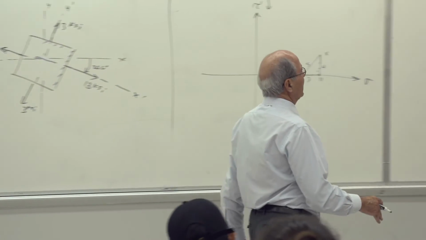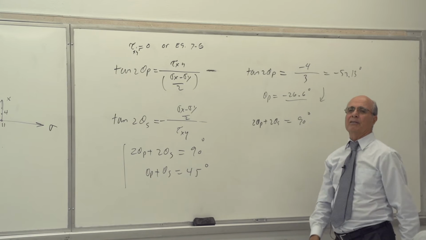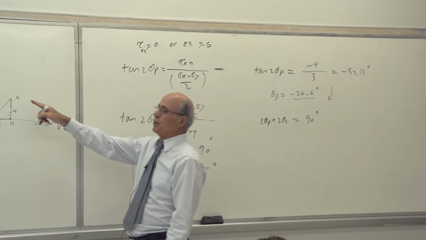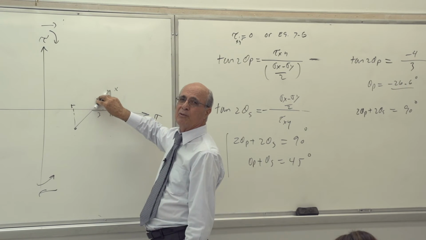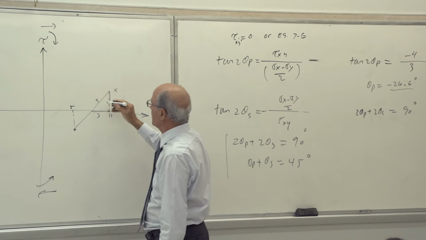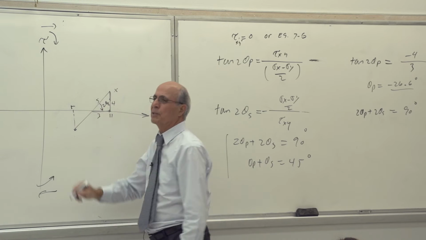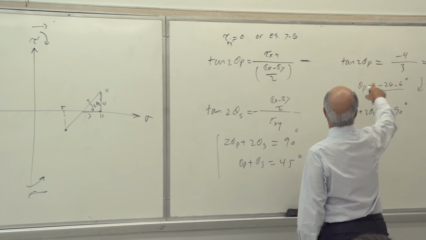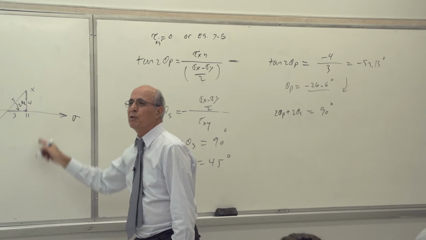Look what happened here. Theta p is going this way. Is that correct or not? Where is your x? Your x is here. In order to go to the principal, which direction should I go? Look at it. It's showing it. This is your 2 theta p, 4 over 3. Is that correct? 4 over 3. But most importantly, it's showing it should go this way.